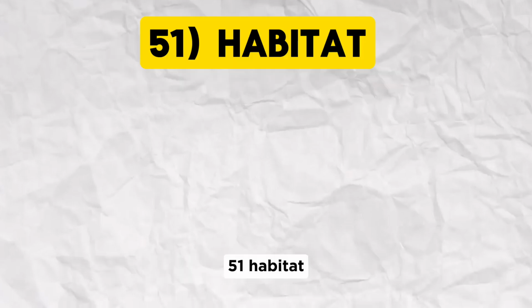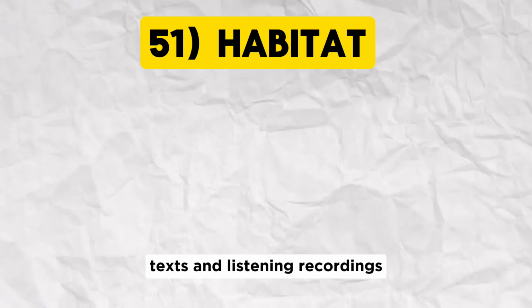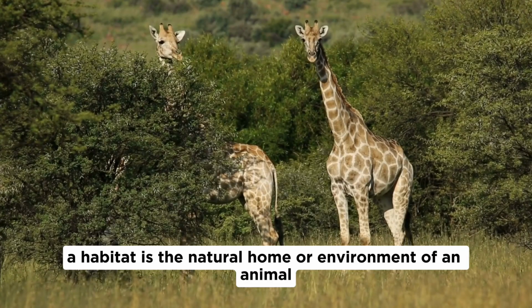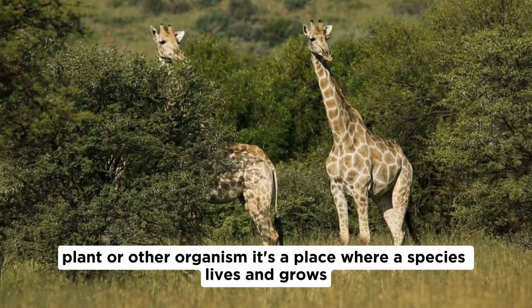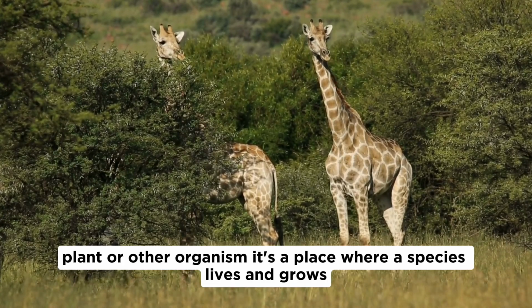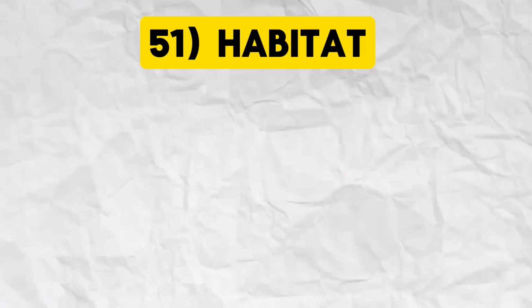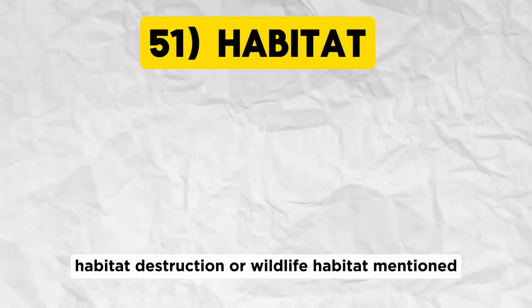51. Habitat. This word is also super popular in many IELTS texts and listening recordings. A habitat is the natural home or environment of an animal, plant, or other organism. It's a place where a species lives and grows. The forest is a habitat for many species. On the IELTS, you'll often see natural habitat, habitat destruction, or wildlife habitat mentioned.